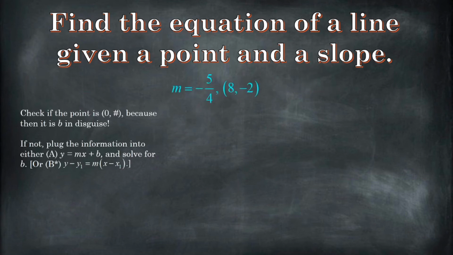Most of the time, it's not that easy, like this one. Still the same question. They give you a slope, they give you a point, and they ask you to figure out what's the equation of the line. So what you're going to do is plug this information into y equals mx plus b.